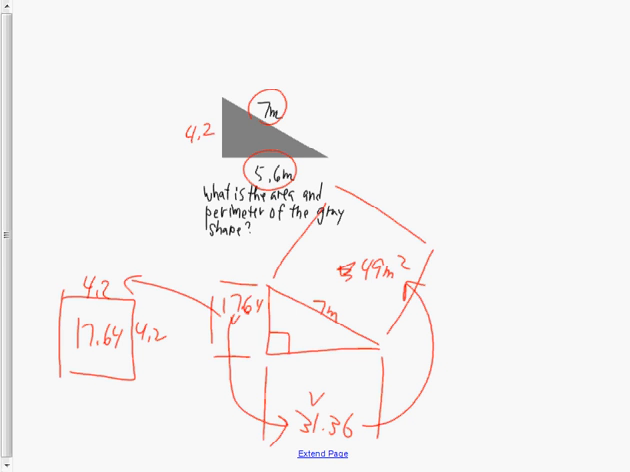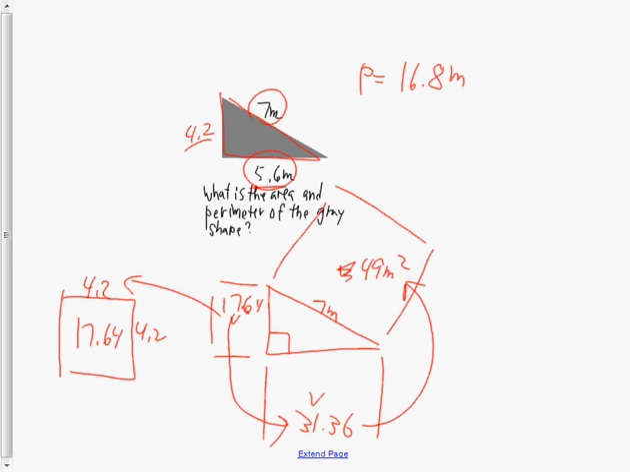So now I know all 3 sides, and the question says, what's the perimeter, what's the area? So the perimeter would simply be all 3 of those added together. So we got 4.2 plus 5.6, which is 9.8. 9.8 plus 7 is 16.8 meters. That's the perimeter, if you add all those 3 together.